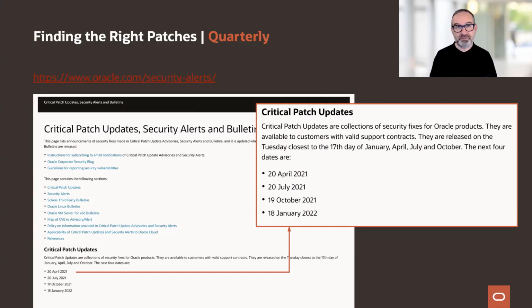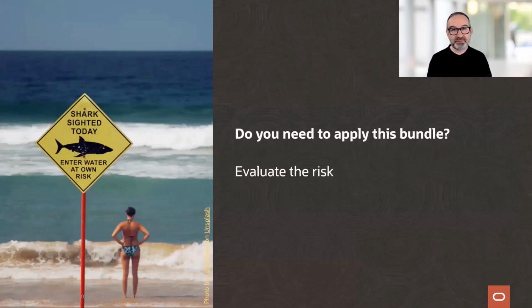But quarterly, we release the patch updates, which means the bundle patches, always on the Tuesday closest to the middle of the month. So typically you see dates like 18th of January or 20th of April. That's typical dates. But now the question is, do you need to apply them? Do you have to apply them?